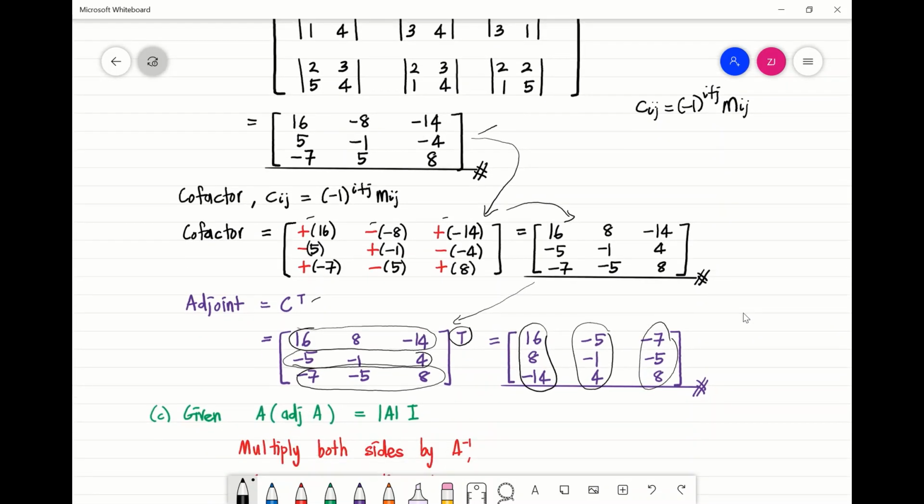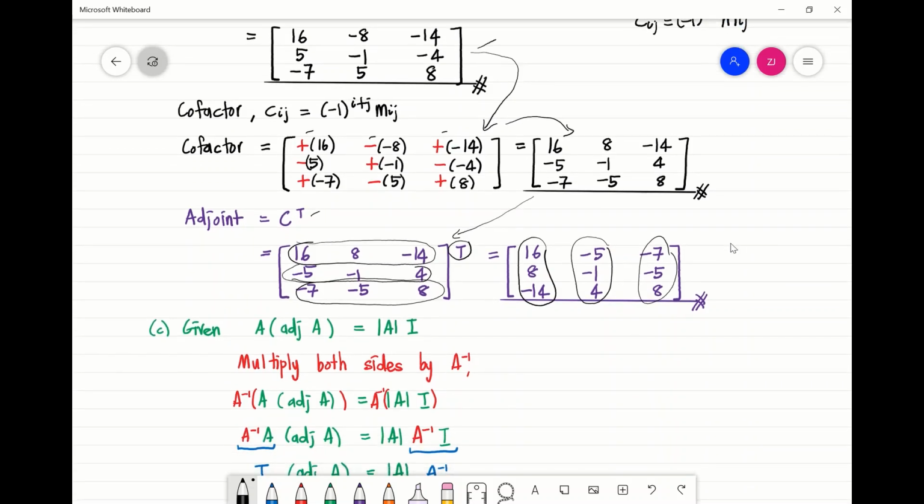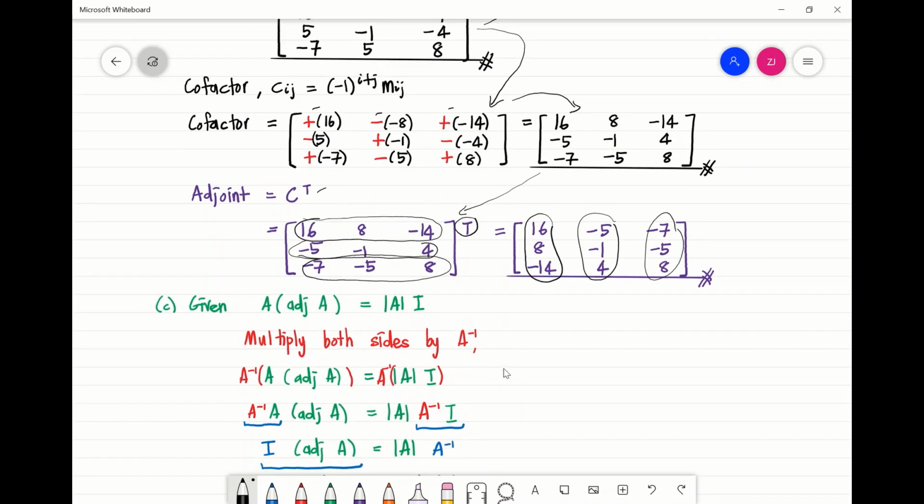Then for the next question, C, we are given this and we need to prove the formula of A inverse. We are given A multiplied by the adjoint of A is equal to the determinant of A times I. Because we don't have any A inverse, the idea is if we don't have one, we can create one. So we multiply both sides by A inverse.